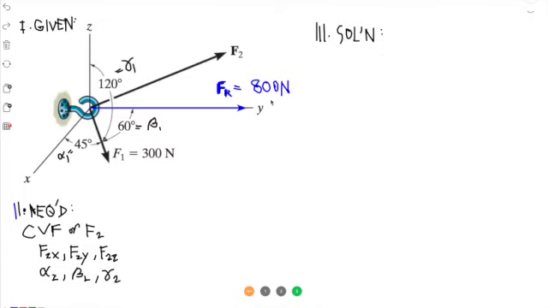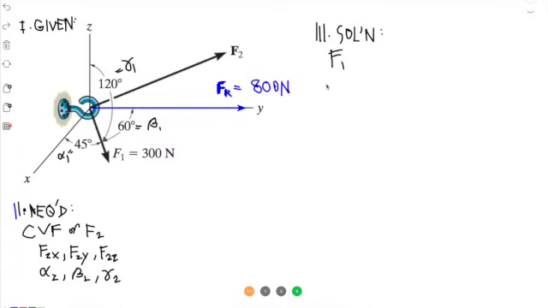Okay, so what is our solution? Our first step should be to write the Cartesian vector form of F1. It's pretty much complete for now, right? So F1 is 300 newtons, but we don't know the components. So let's operate first on F1.